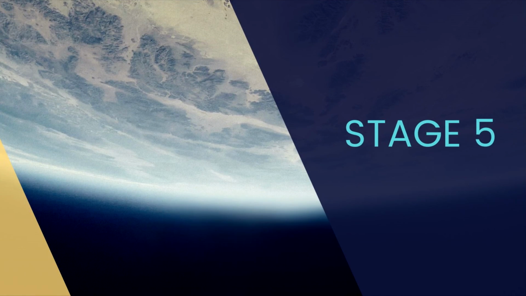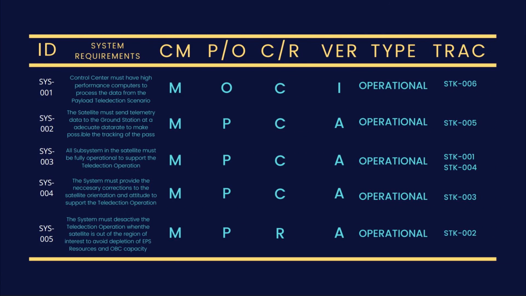For the final stage, we have stage number 5, which contains system requirements. The first requirement is the definition of system 001. The system is composed of a series of letters, for example, N mandatory, O organization relay, P product relay, I inspection, and A analysis. All the systems are of the operational type. Following the requirements, last but not least is system 005.